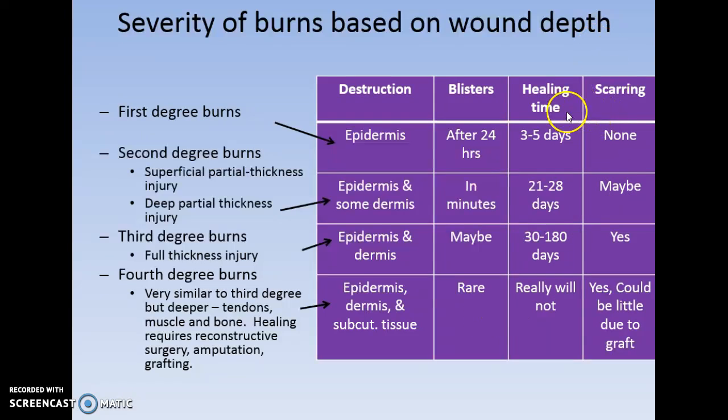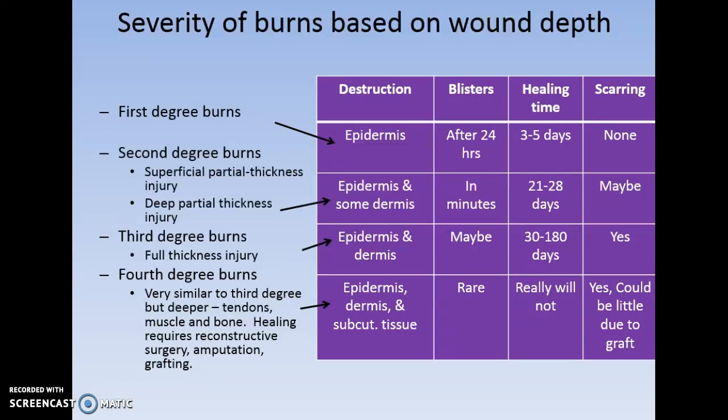All right, healing time. First-degree burns, 3 to 5 days. Second-degree burns, 21 to 28 days, 3 to 4 weeks for full healing. Now, third-degree burns, this says 30 to 180 days. And then fourth-degree burns really will not heal. So what does that mean? It just takes a long time.